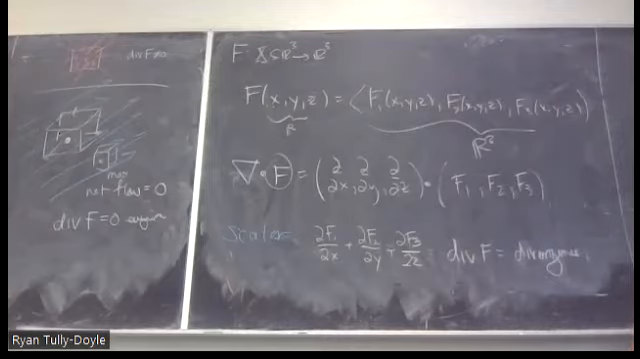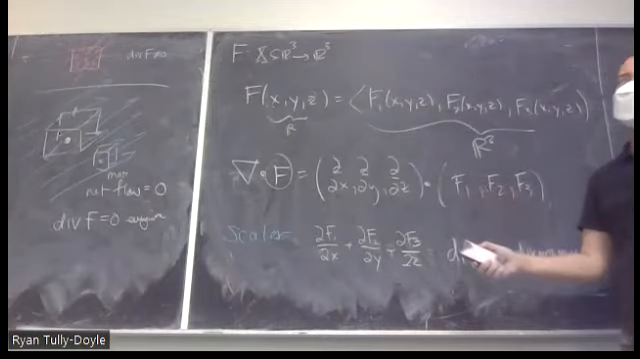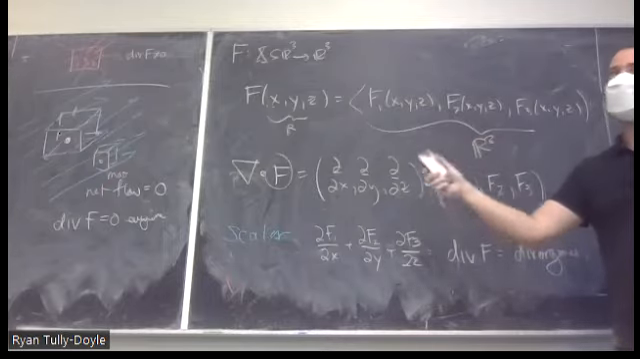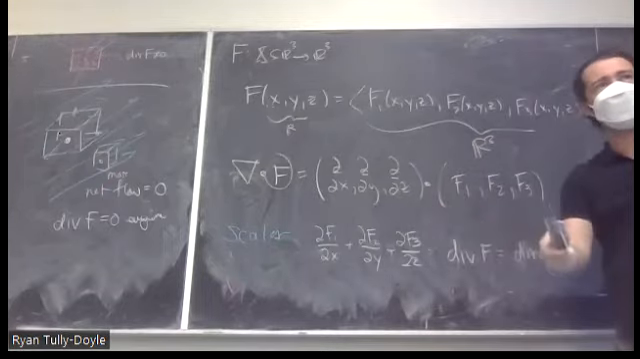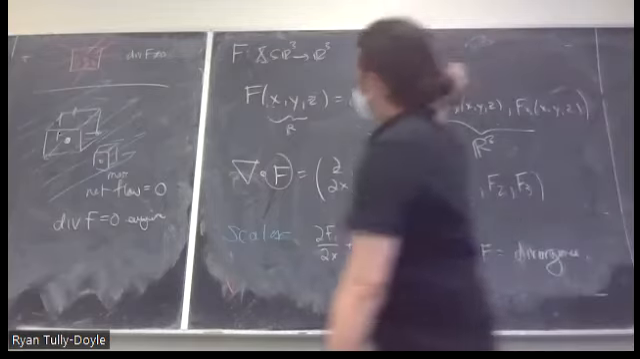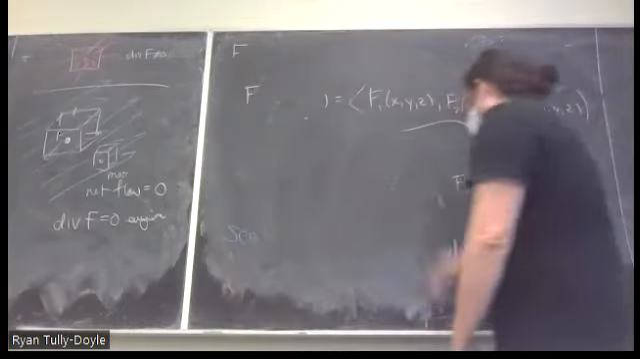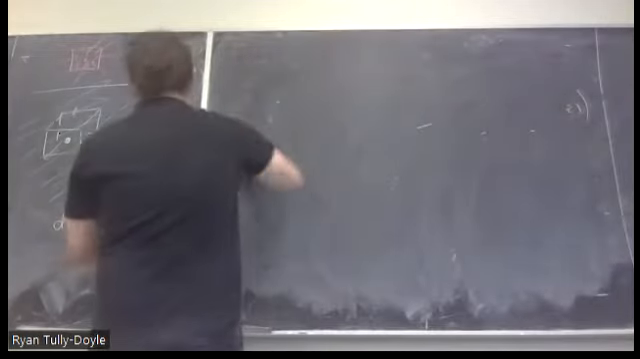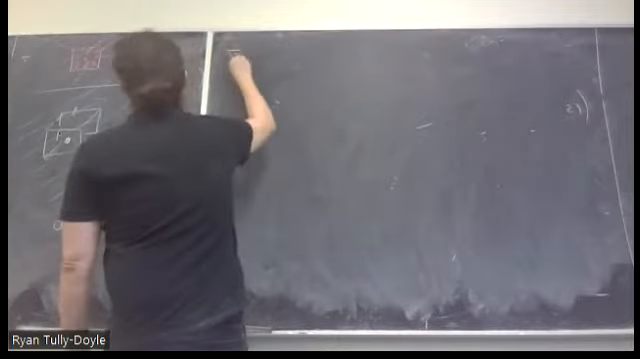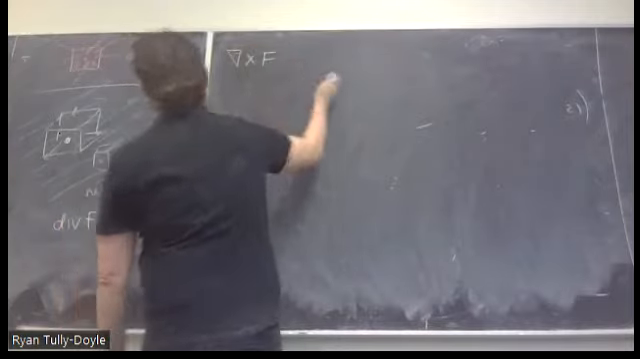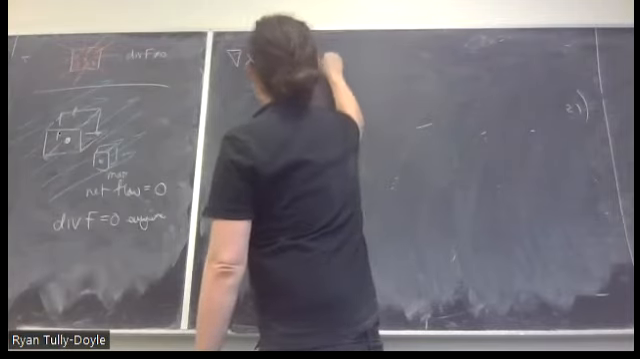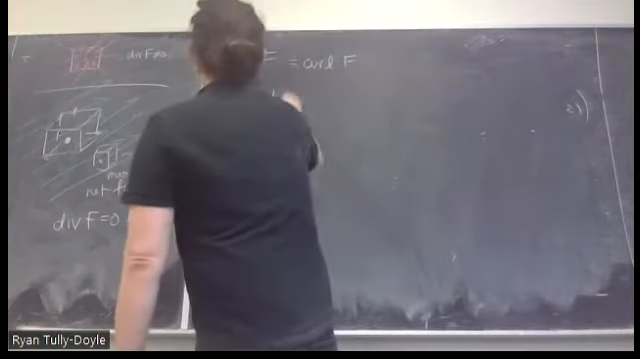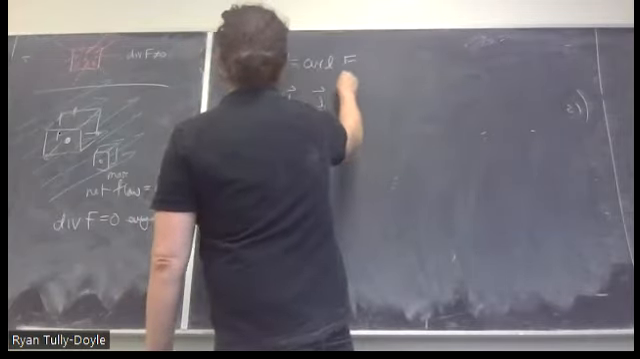So okay, that was the gradient took a scalar field to a vector field, and the divergence took a vector field to a scalar field. So we got one more to go. How are we going to take a vector field to a vector field? Well, we can compute this thing. This is called the curl of F. And the way you compute it is by doing the determinant of this matrix.